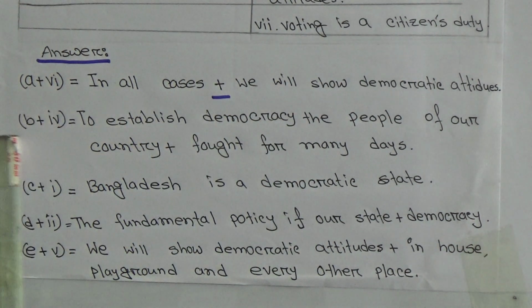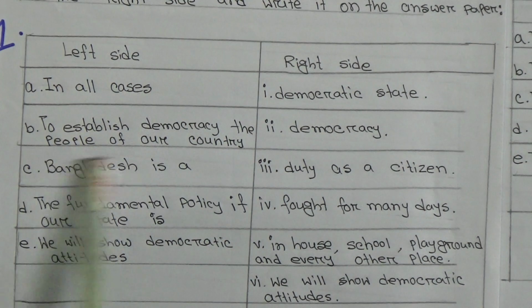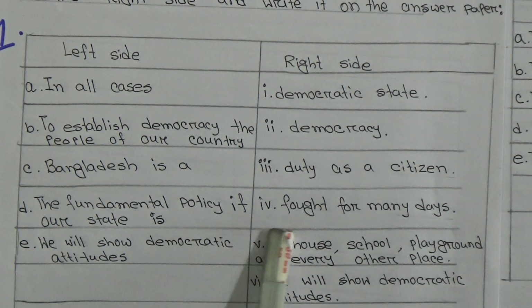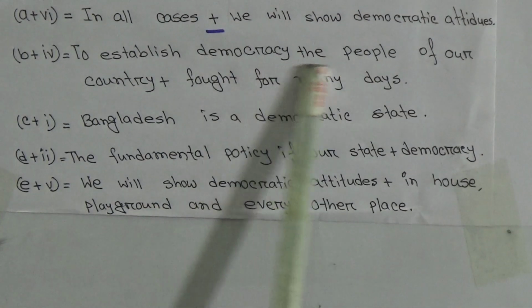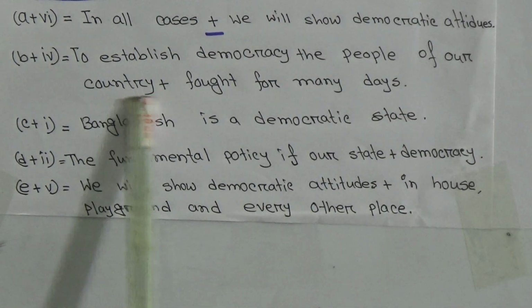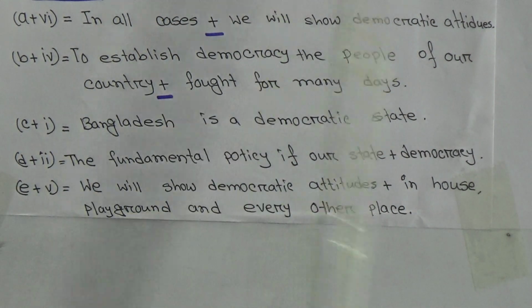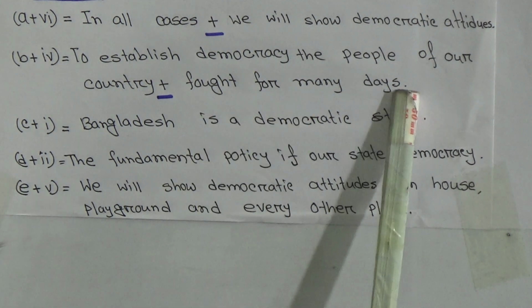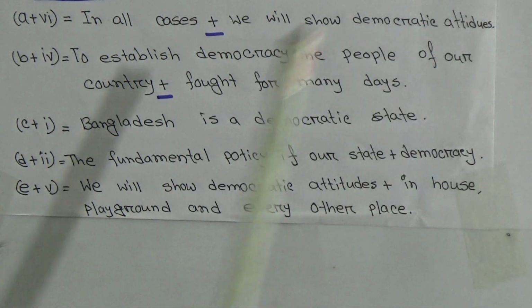Number B, B plus 4. B, to establish democracy, the people of our country. B plus 4. This is 4, fought for many days. So B plus 4, to establish democracy, the people of our country. Then give the plus mark. Then the right side sentence, fought for many days. Then you will give a full stop mark.